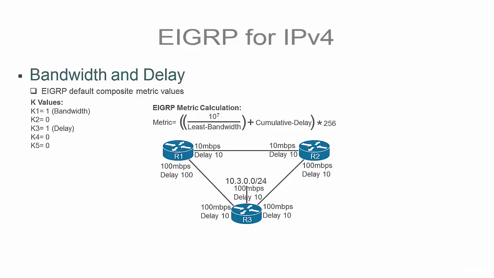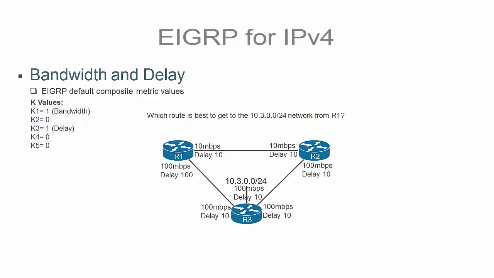So as you can see here with the example of the EIGRP composite metric calculation, it has bandwidth and delay used in its formula. With the next few examples, you'll see how with this formula, EIGRP can calculate its metric value. Let's take a look at an example of how we can calculate the EIGRP metric. So which route is best to get to the 10.3 network from R1?